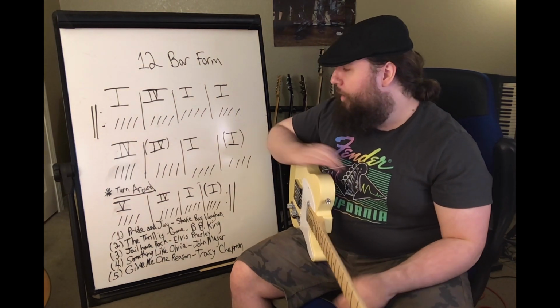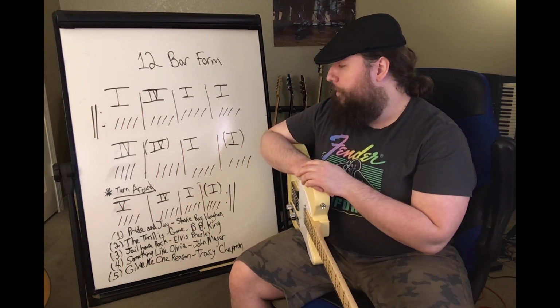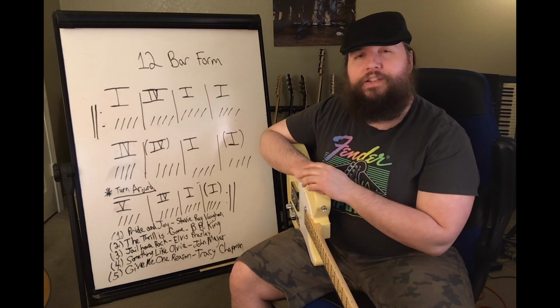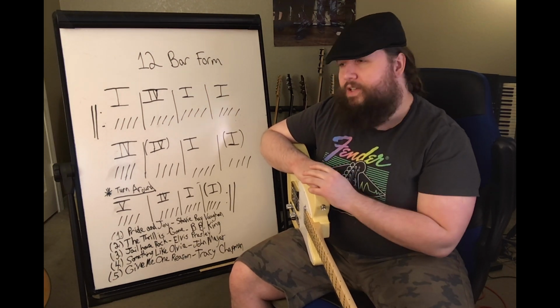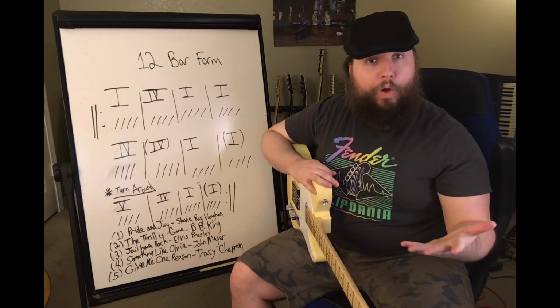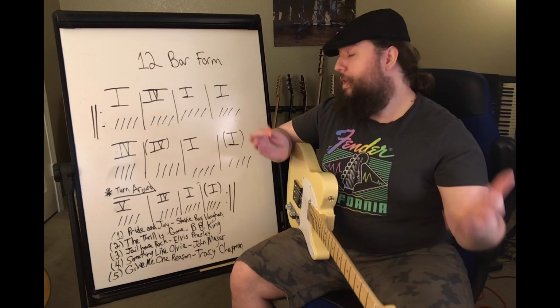Check it out. I have 5 songs to check out that employ this song structure. Number 1, Pride and Joy, Stevie Ray Vaughan. It's kind of a classic rock staple at this point. Amazing song. Stevie Vaughan ripping guitar solos. What more can I say? 12-bar form.